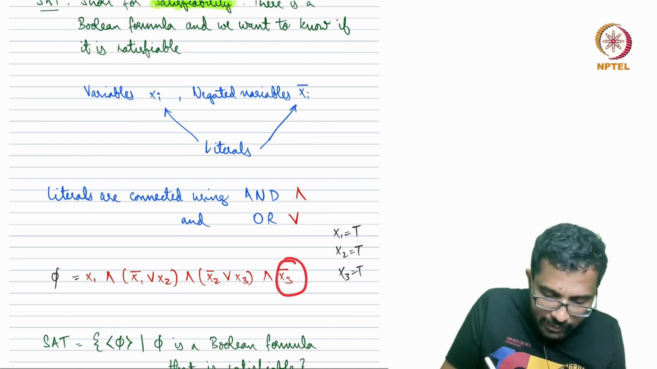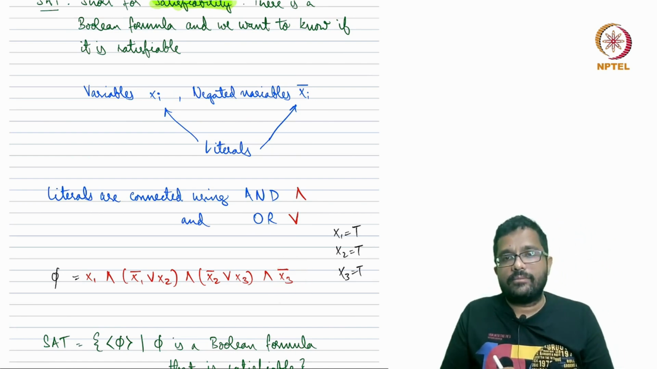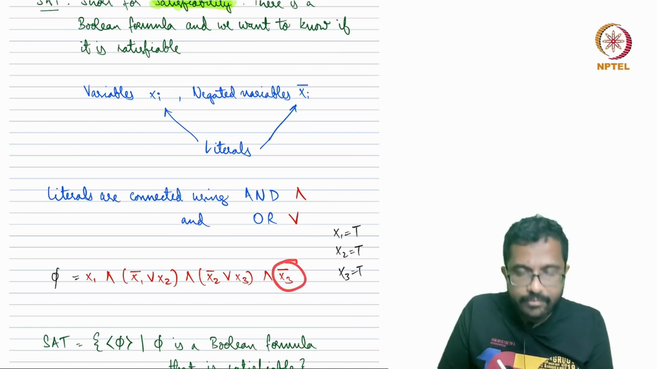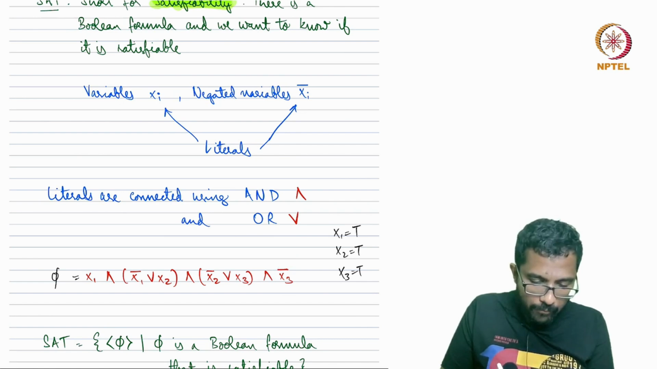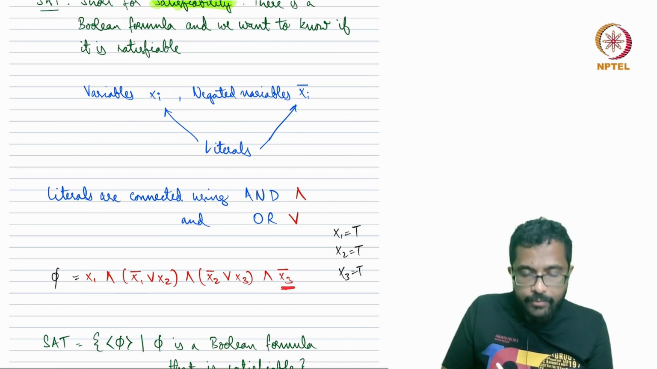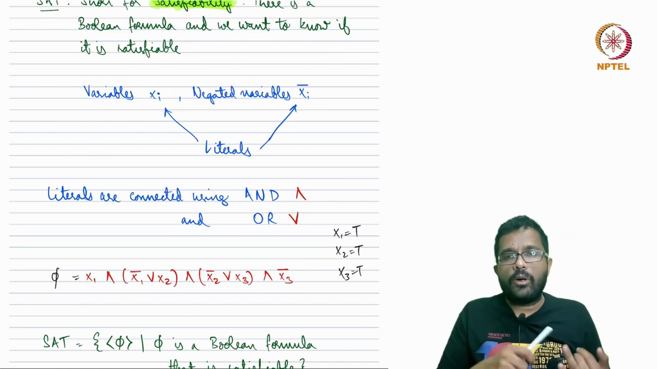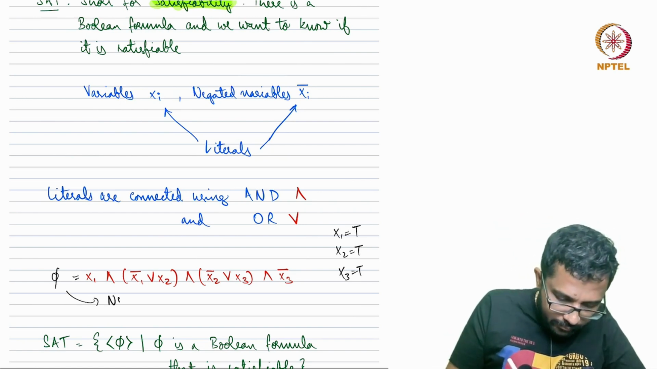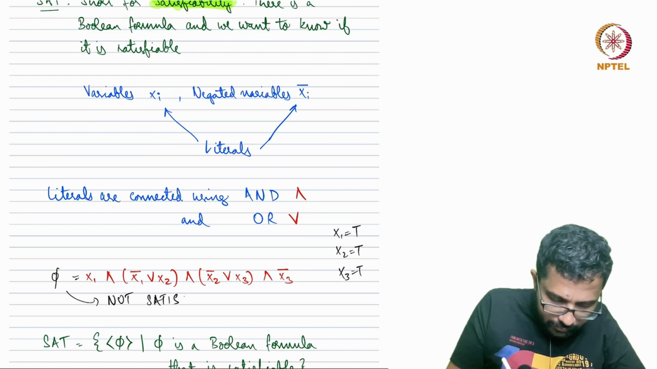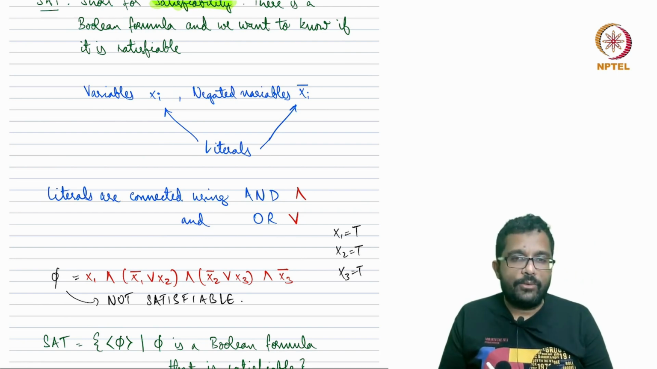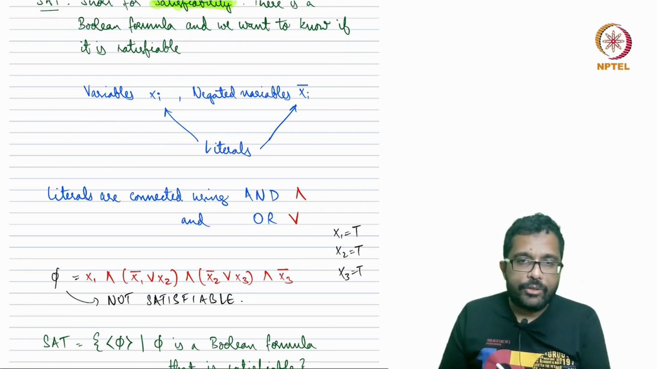But let's see. The final clause is just x3 complement. But then we already saw that x3 has to be true. So this has to be false, which means whatever we try, we got that x1, x2, x3 have to be true, but then x3 has to be false. But x3 has to be assigned either true or false. It cannot have both assignments, which means this is not satisfiable, because we cannot get x1, x2, x3 values in a way that this evaluates to true.